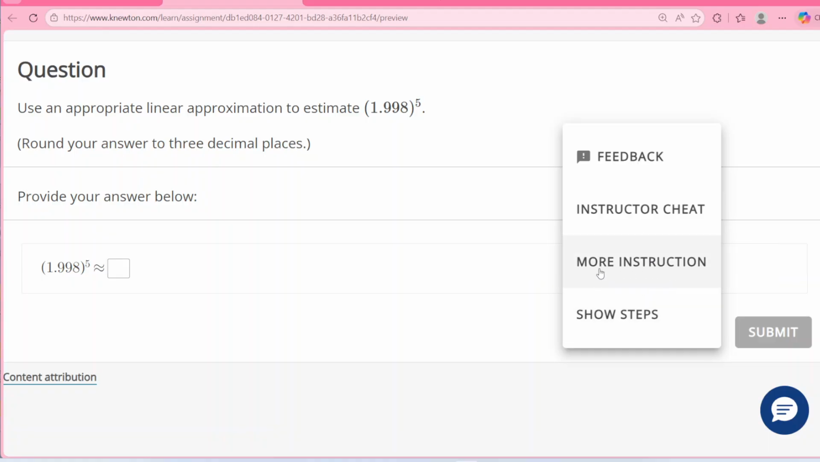You will have a more instruction button though. So if you're ever working on a problem in a particular objective and you don't really recall the material for that objective too well, or you don't remember what to do for a particular question, click on more instruction, and some instruction, whether it be reading or videos to watch or both, will show up, and you can look through all that material and hopefully it'll help you get through the assignment.